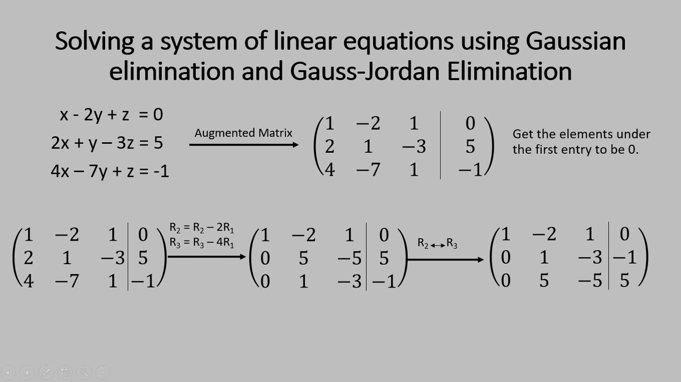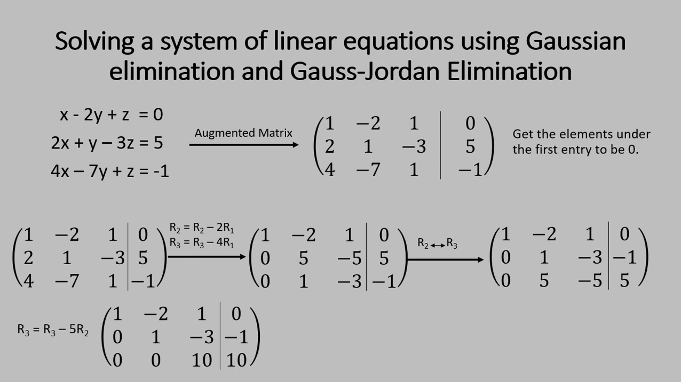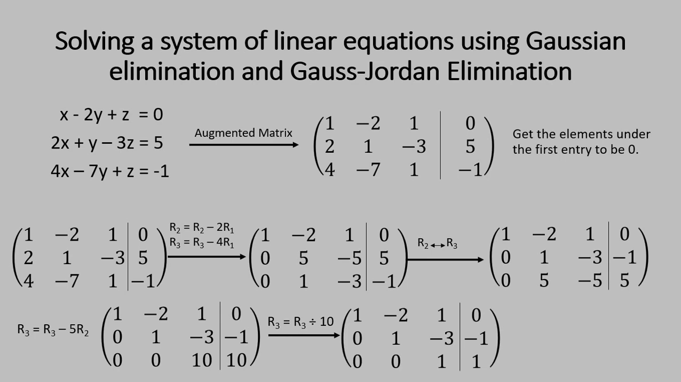Now we need this here to be 0. So how do you think we'll get this to be 0? If you said row 3 minus 5 row 2, then you would be correct. So doing that gives us this matrix here, and now our aim is to get this guy here to be 1. So we can just multiply row 3 by 1/10, and that gives us this matrix.